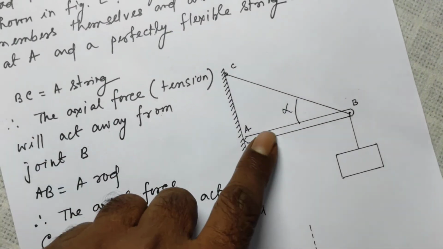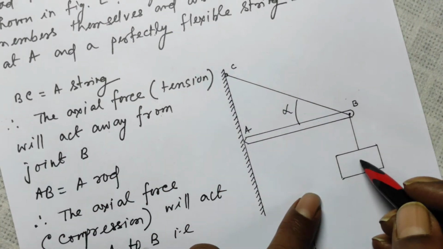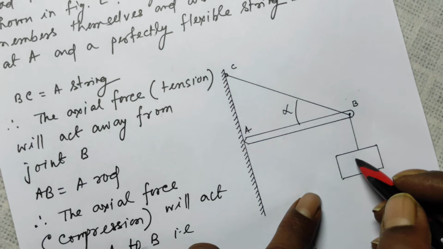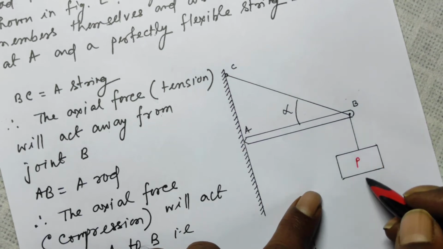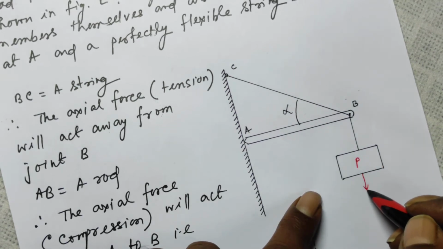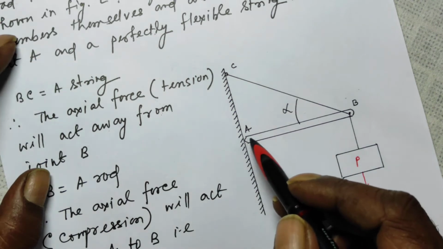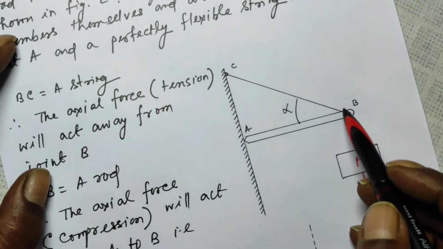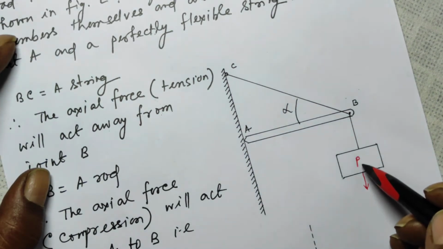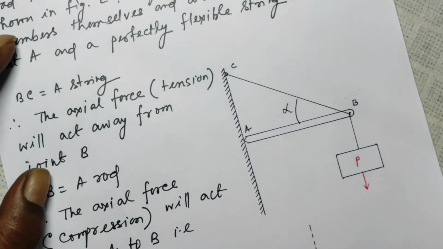Just look at the diagram. This is a load, vertical load P, which means the load is acting vertically downward, and this AB is a rod and BC is a string, and the load is suspended and it is in equilibrium, right?